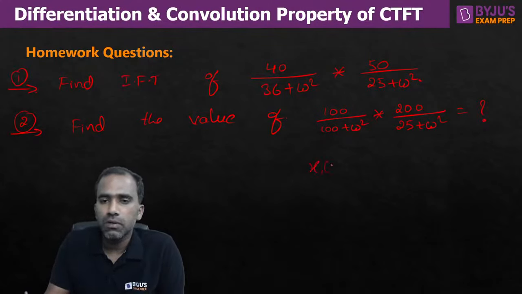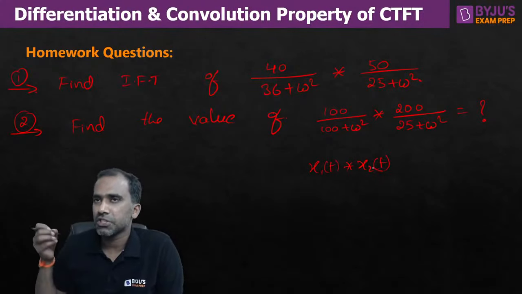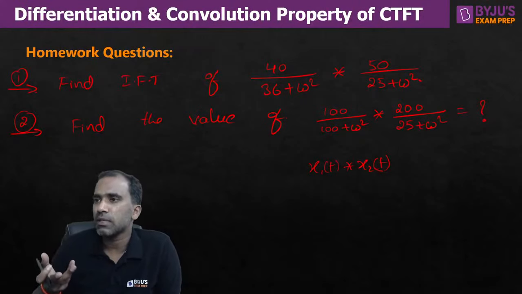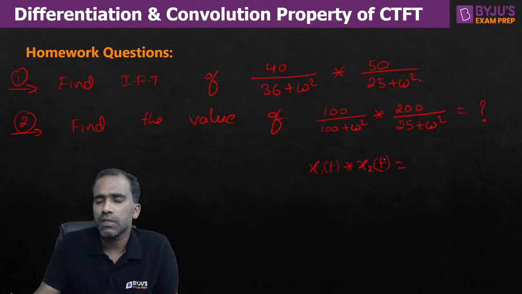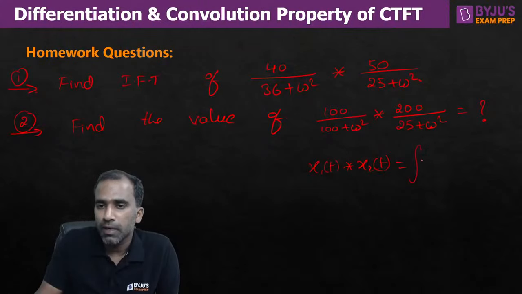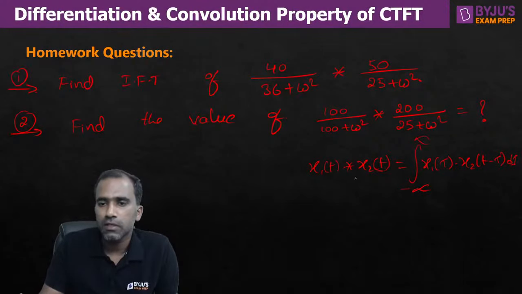When you convolve two signals, convolution is a mathematical operation, similar to differentiation and integration. The asterisk mark is the symbol we use for representing the convolution operation. When two signals are being convolved, the mathematical form is: take the function x1 of tau into x2 of t minus tau, with limits from minus infinity to plus infinity. So when you convolve two signals, you are evaluating this integral.